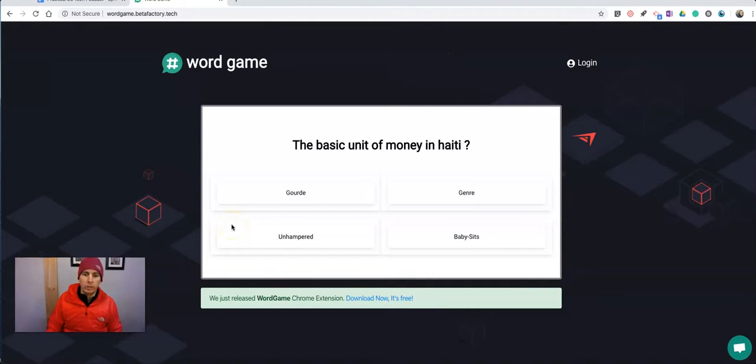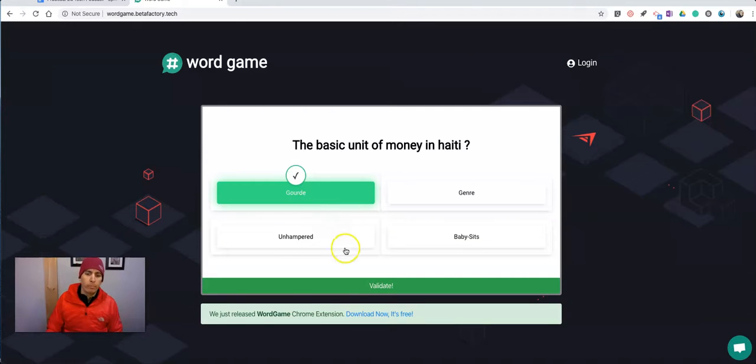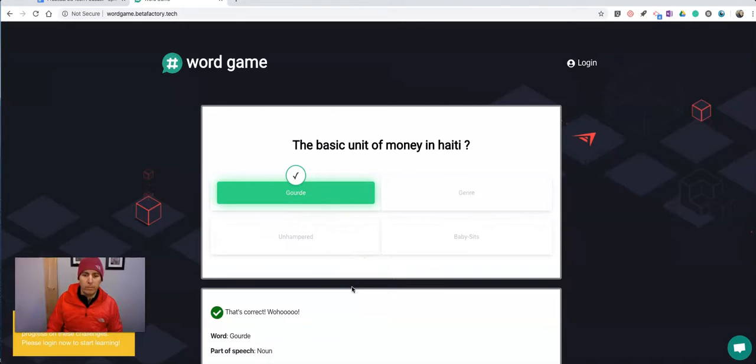The basic unit of money in Haiti is a gourd. Let's check. Woohoo! That's correct.